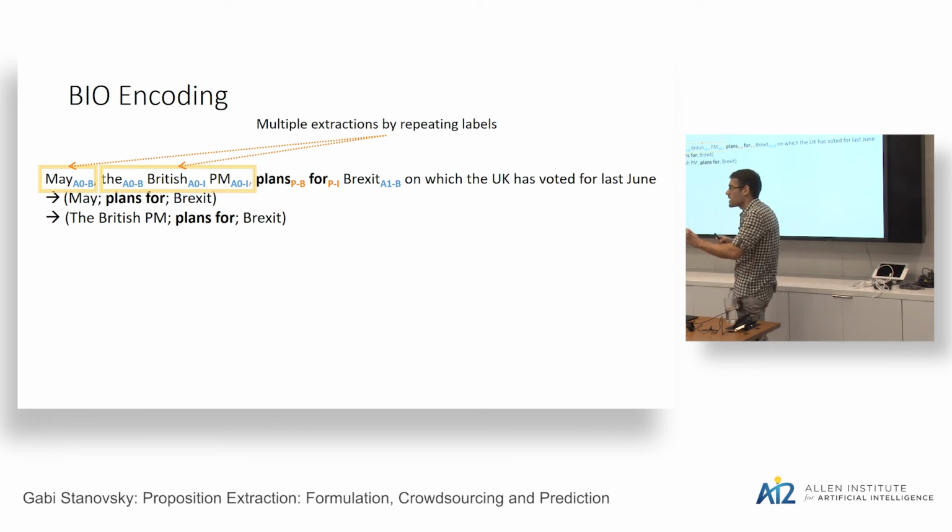So BIO tags: beginning, inside, and outside with respect to a specific predicate. We also have multi-word predicates. That's one thing. And the other thing, since this single predicate produces 2 propositions, we can repeat the same label. So we can have A0 repeated, and that indicates that we encode 2 different extractions here.